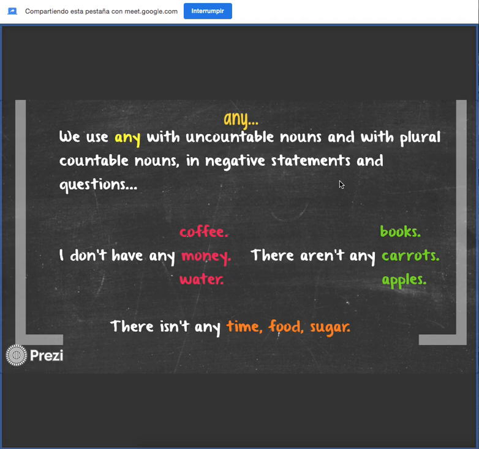I haven't drunk any coffee. Yo no he tomado nada de café. Can you see? Siempre en negativo, amores, tienen que tener algo en negativo antes. Un aren't, isn't, haven't, hasn't, don't, didn't. Y luego si ponen el any. Entonces la palabra en negativo, el auxiliar en negativo, el verbo en negativo, lo que usted está usando en negativo. Y luego si le pones el any.